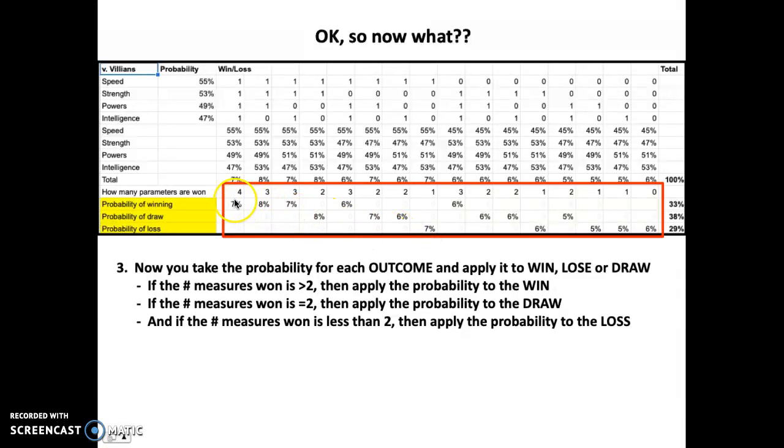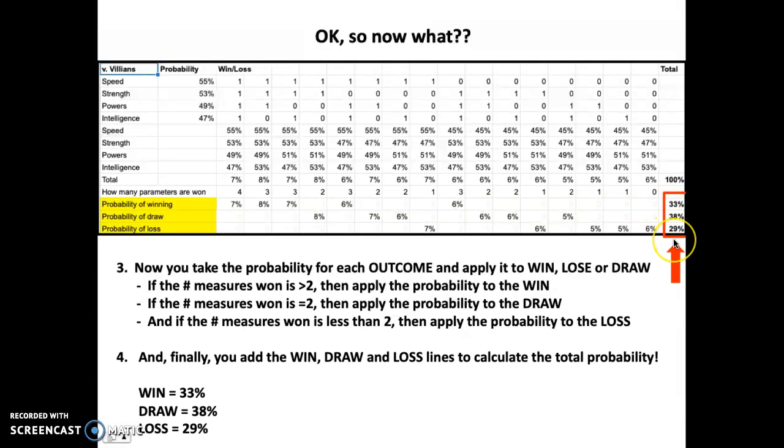And finally, you add the win, draw, and loss lines to calculate the total probability. Win equals 33%, draw equals 38%, and loss equals 29%. And here's how it looks graphically.